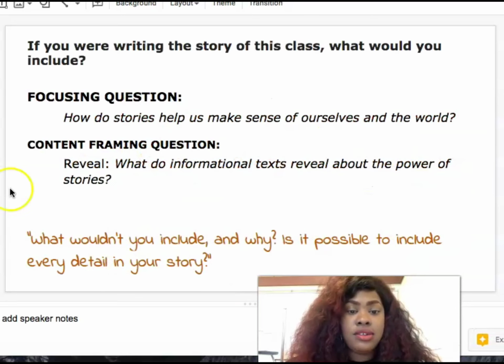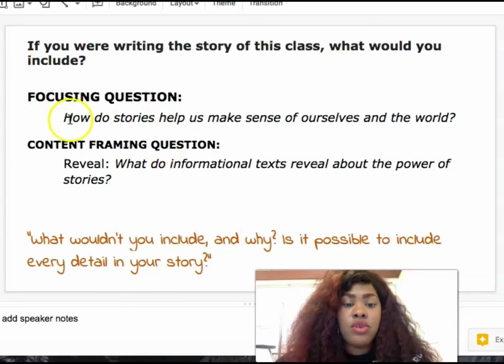So let's go ahead and get started. Our focusing question for the lesson is, how do stories help us make sense of ourselves and the world? And our content framing question in our reveal stage says, what do informational texts reveal about the power of stories?